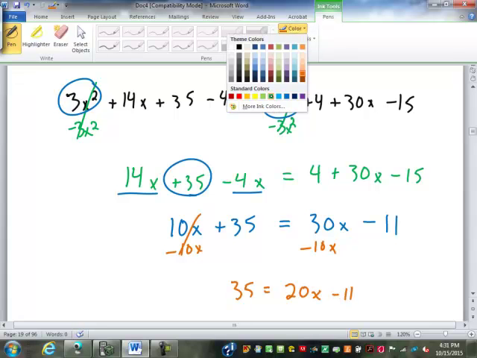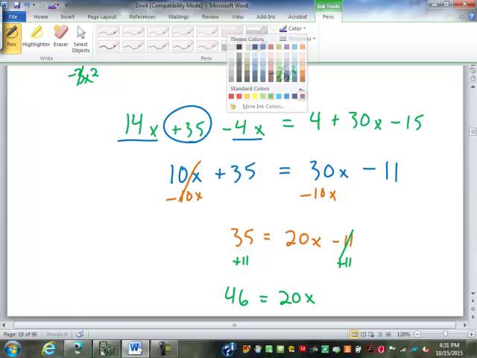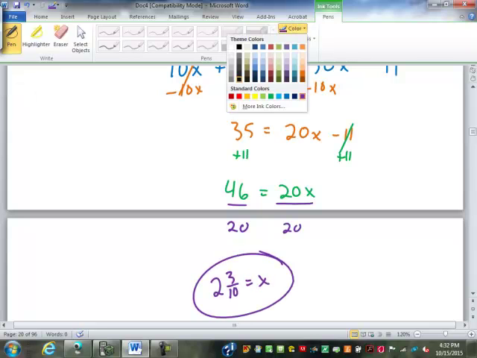And then add 11. 46 equals 20x. This one might start to look familiar right now. And then divide by 20 gives us 2 3/10 equals x. Or 2.3 if you wanted to put it as a decimal.